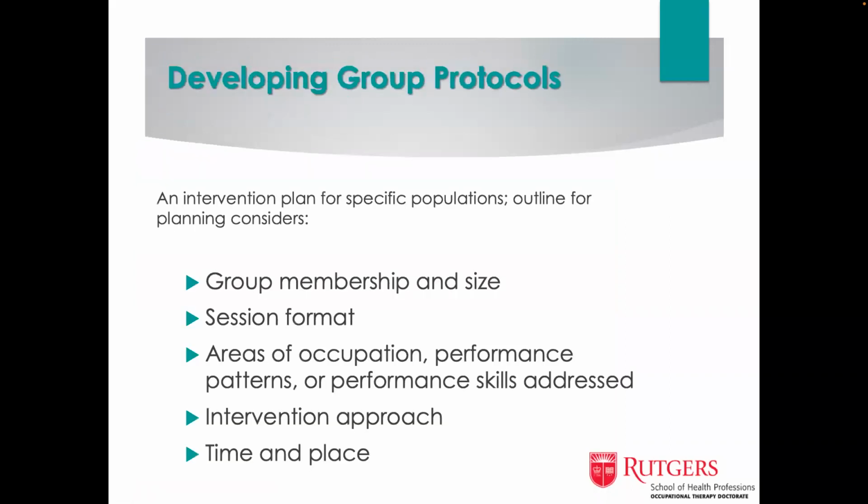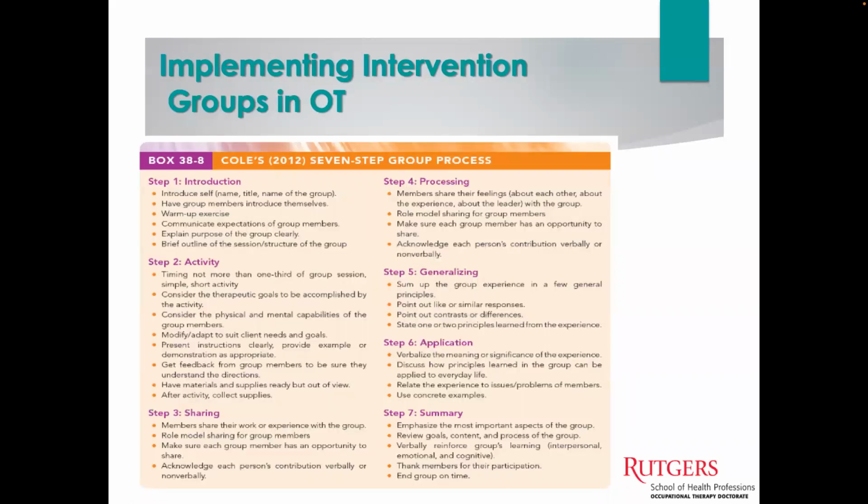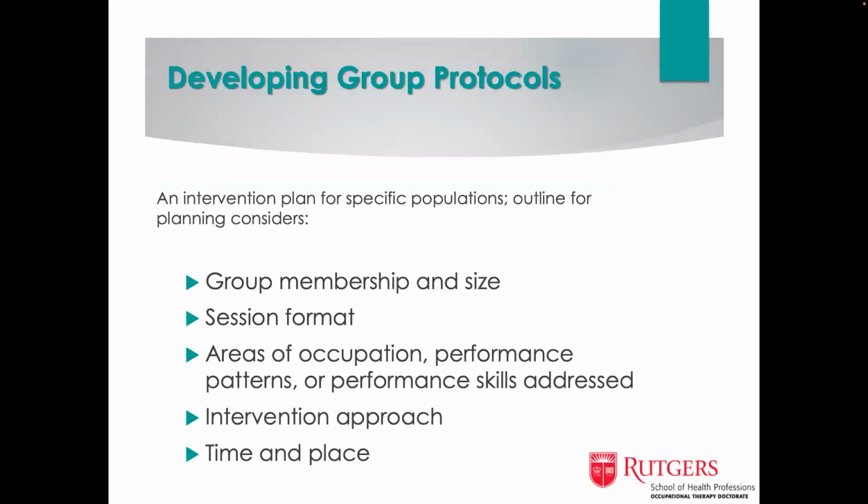Okay. So when you're developing group protocols, an intervention plan for specific populations, or an outline for planning, these are the things that you're going to consider. Just like you were going to take a picture of this previous slide, you want to take a picture of these slides as well. When you are writing a group protocol, you're going to bullet at the top, write dog walking group, underlined, bold. Then you're going to write group members and size.